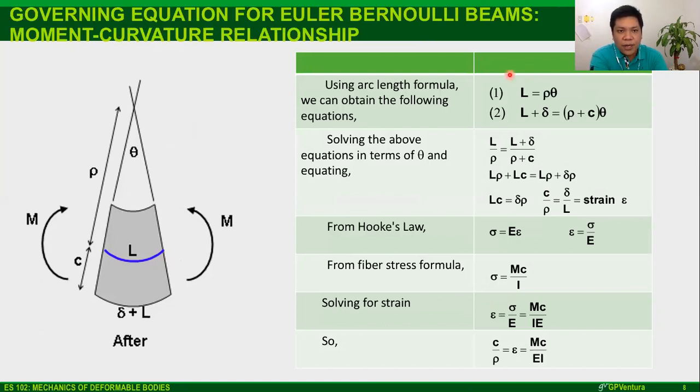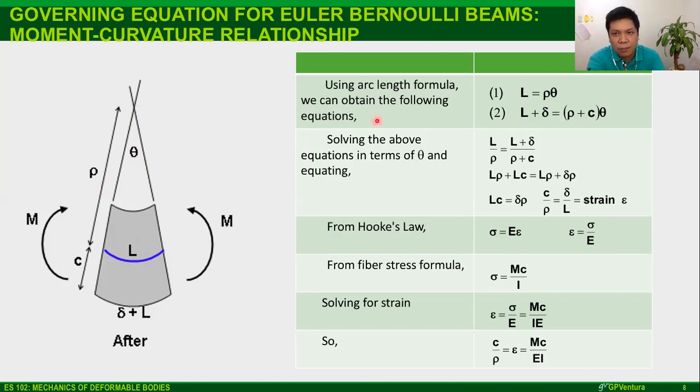Now, for example, look at this. Okay? Using your arc length formula, I know that the length L of the neutral axis, if it rotates or if the origin of my arc is this point over here, using our arc length formula, S equals R theta. So I can say that the length L is equal to rho theta.